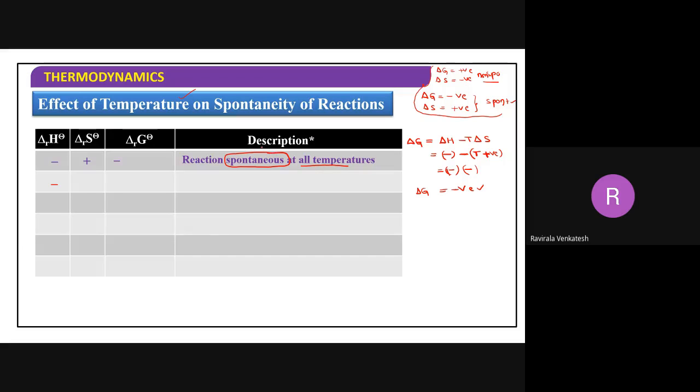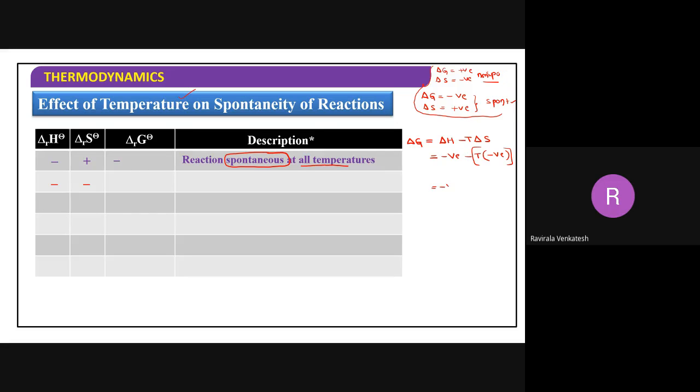Next condition, let me see. Delta H is negative, delta S is also negative. Now let me take what the delta G values will be here. Again, I'm just roughing this out, putting these values over here. Now, delta H is negative, minus T into delta S is also negative. Now here, this is a multiplication, beta. Everything is multiplication.